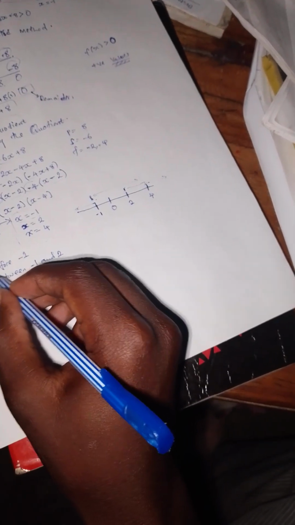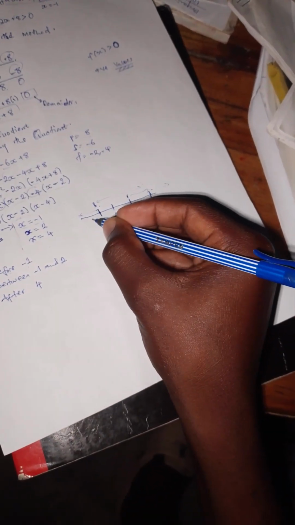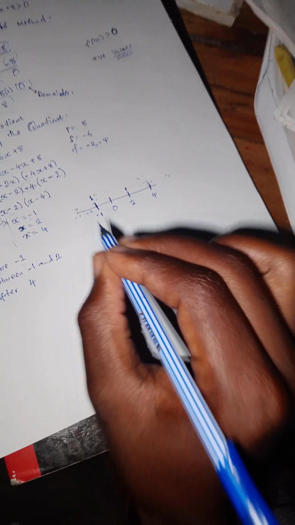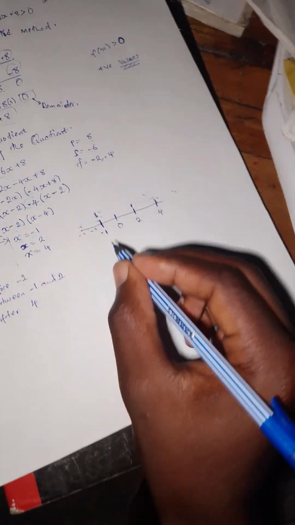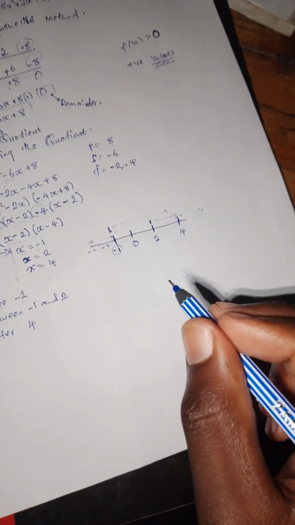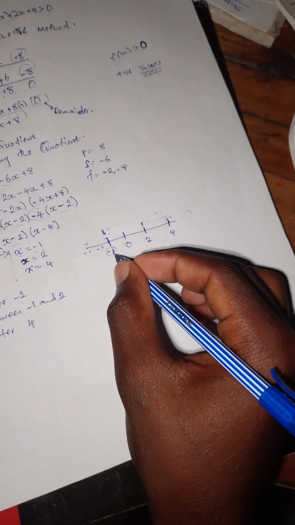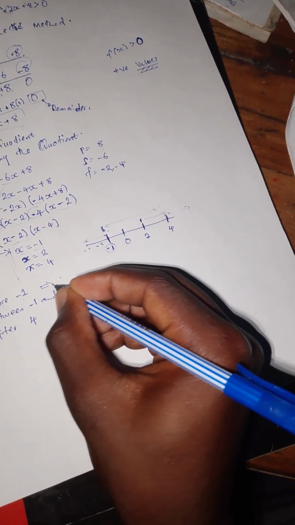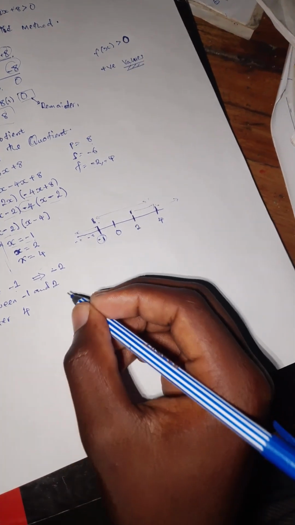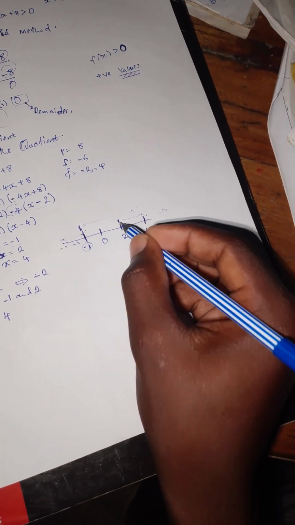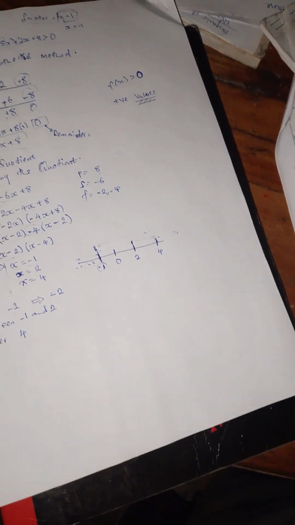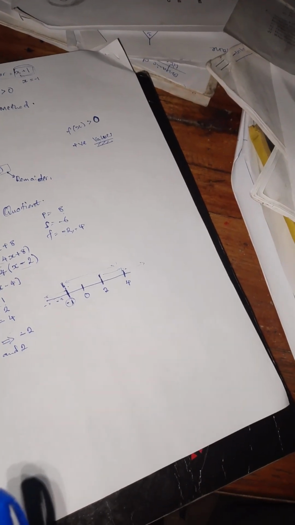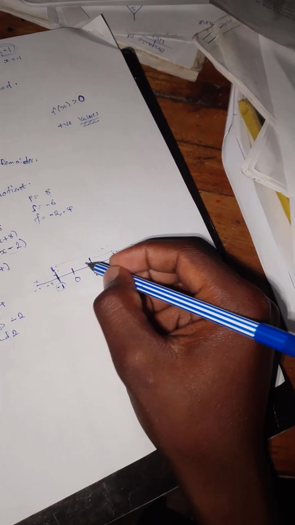So before -1, we have values like -3, -2. What you're going to do is pick a value that is closest to before -1, and that value is -2. And then between -1 and 2, you're going to pick a value again, and in this case we're going to pick 1.